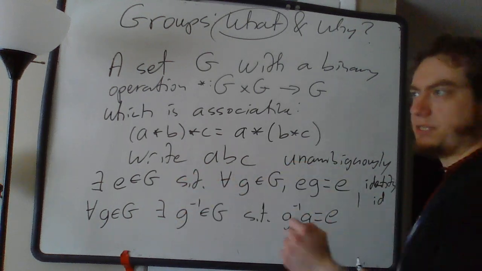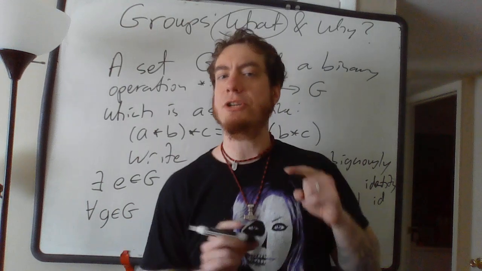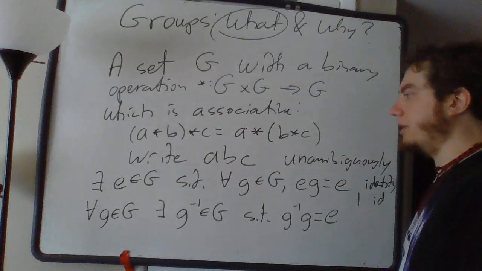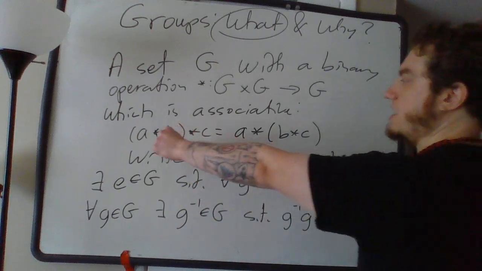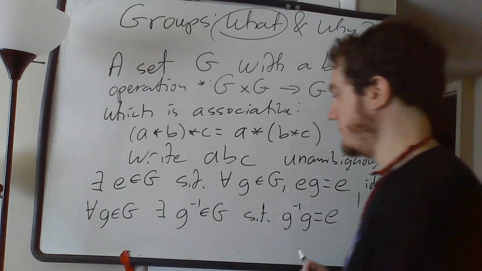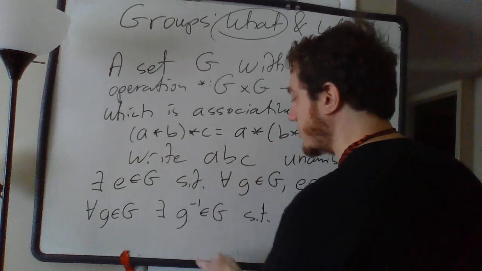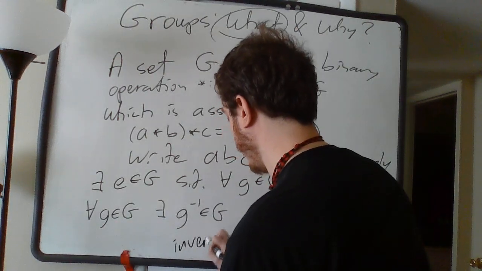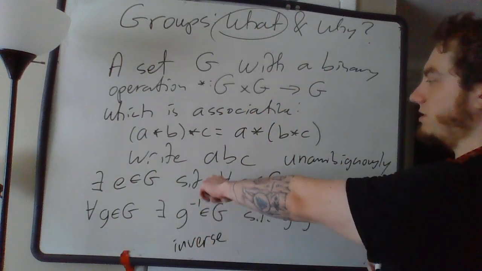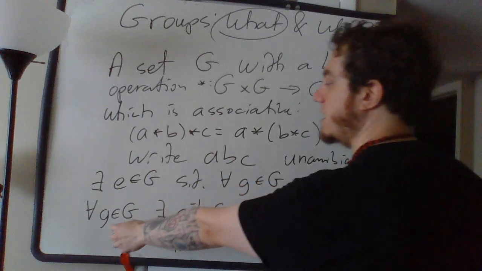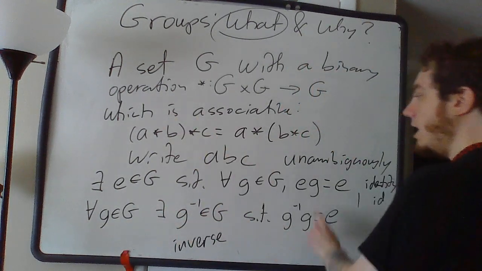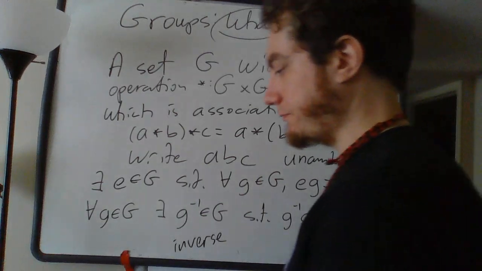In some special cases you might see it written as 0, but that's for something called abelian groups, in which this operation is not just associative, but also commutative. And then this is called the inverse element. So the inverse element means essentially that for everything in G, there's something that when you use this operation on that pair, you get back to the identity.